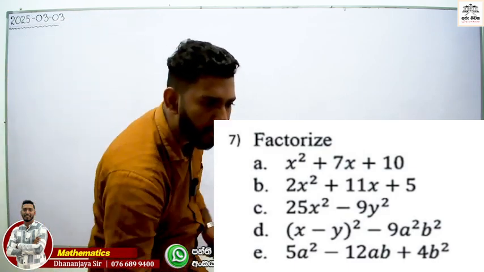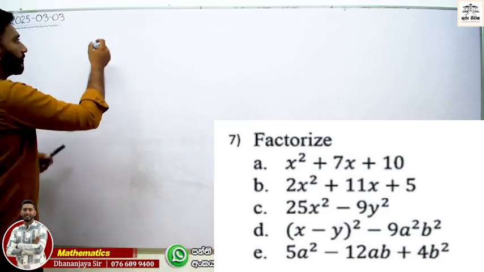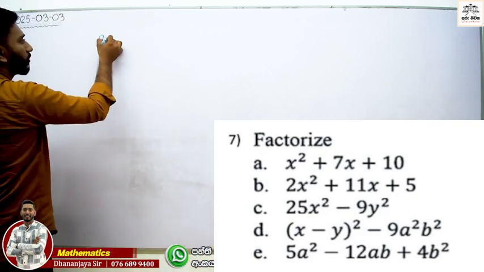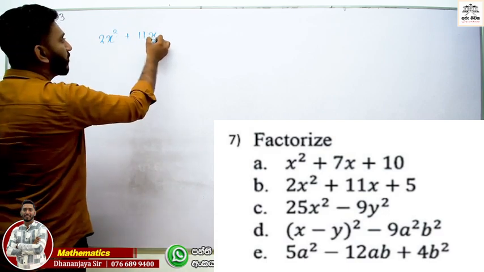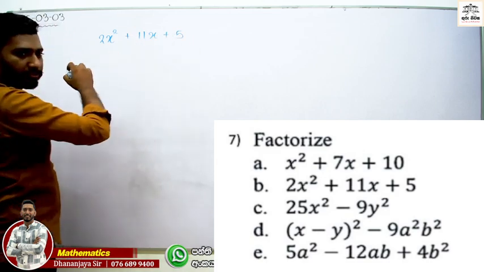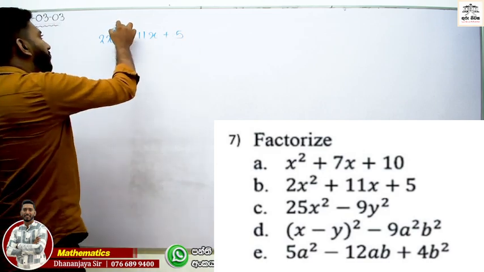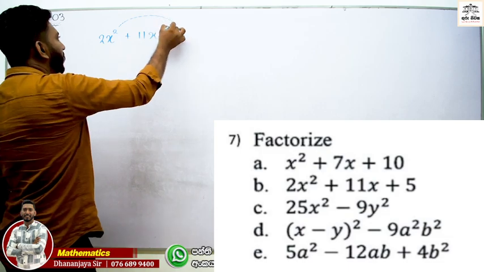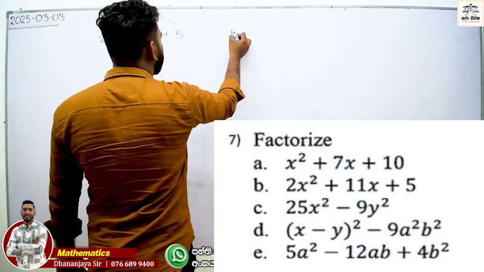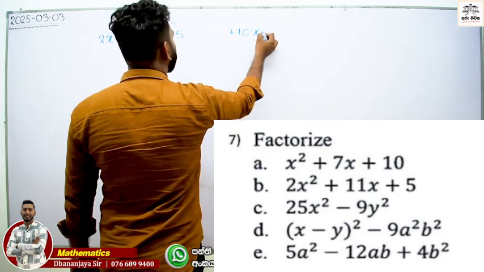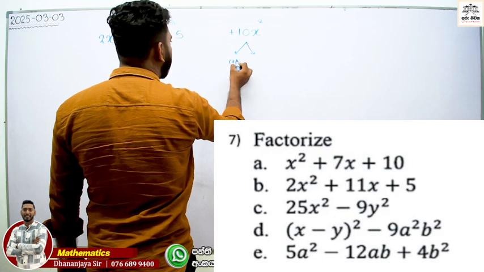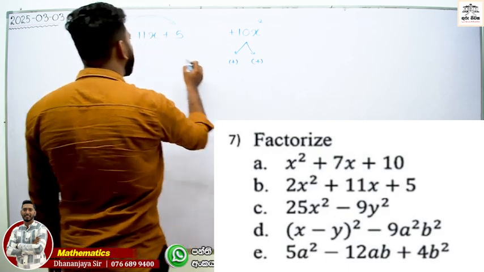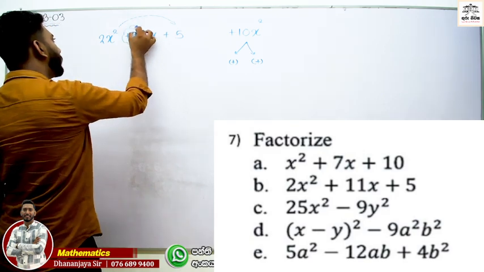Right. This is the second one: 2x squared plus 11x plus 5. This one is also plus. The first one multiplied by the last one becomes a plus, and this one is also plus. Therefore, the middle one is also plus. But the sum should be 11.